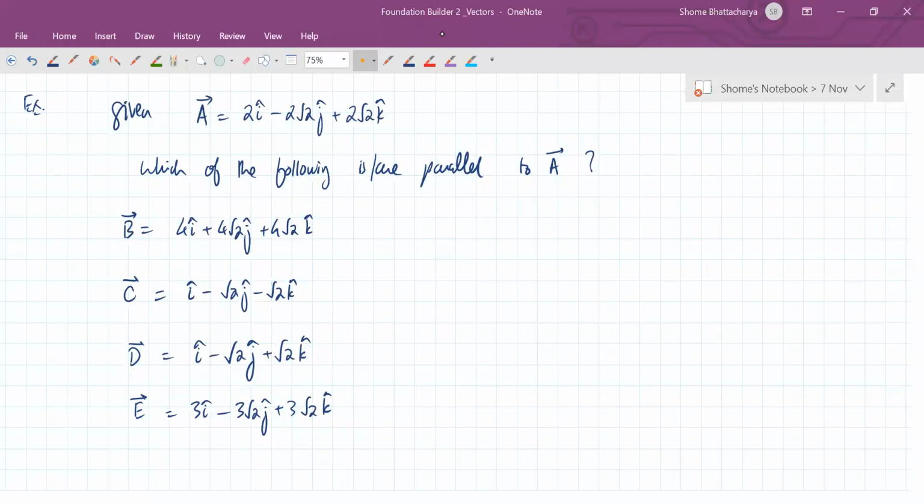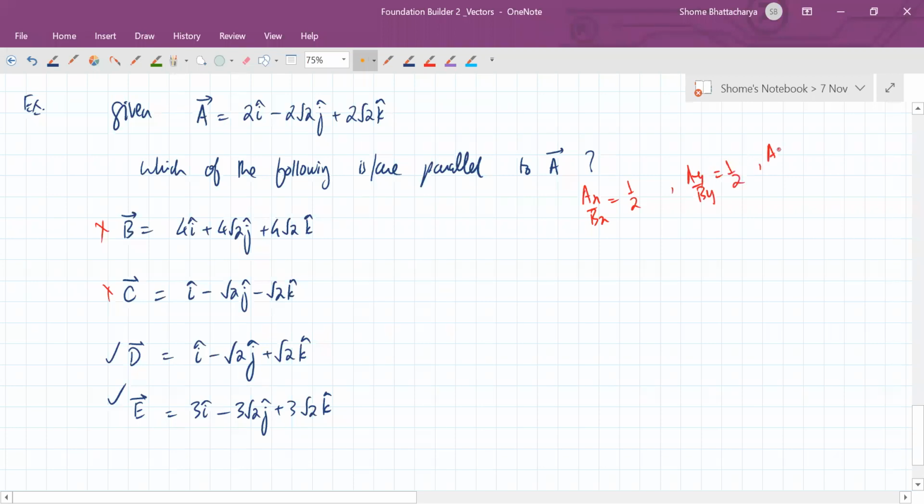Yeah, so you'll see that the correct answers here are both D and E. These two are parallel, whereas these two are not. Okay. Because you can see that AX upon BX is half, EY upon BY is again half, but AZ upon BZ is not half, it is minus half. Okay. So immediately you can see that therefore A and B are not parallel.